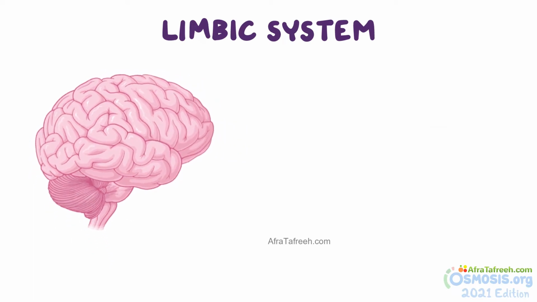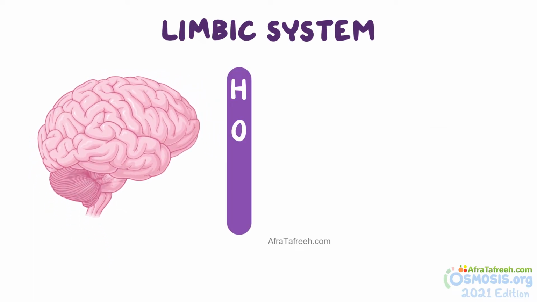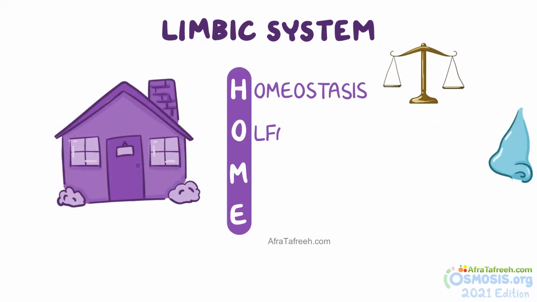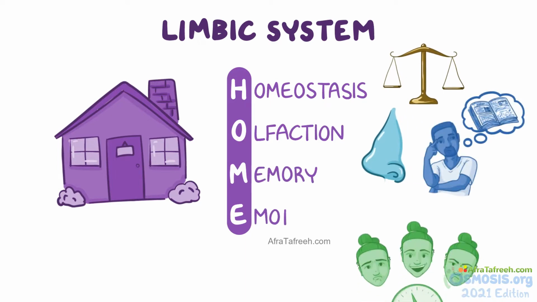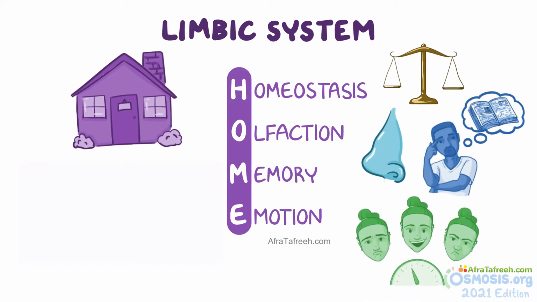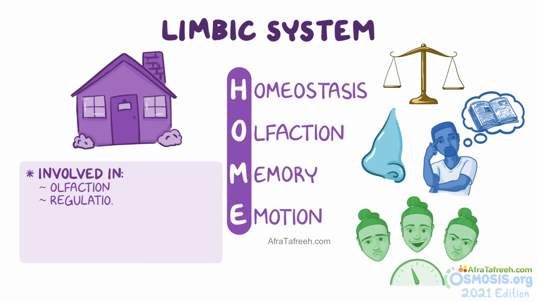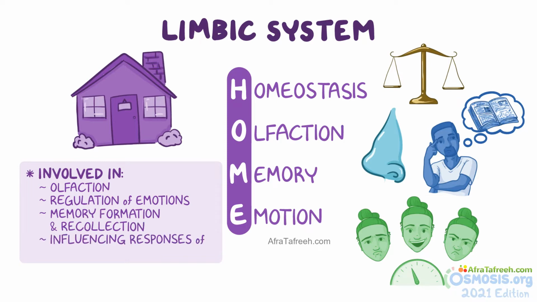One way to remember the limbic system is to think of the word home: homeostasis, olfaction, memory, emotion. This is because limbic system structures are involved in olfaction, or smell, in the regulation of emotions, like anger and fear, and other behaviors, like aggression and sexual behavior. Memory formation and the recollection of those memories are supported by the limbic system, and it can even influence responses of the autonomic nervous system, like cardiovascular or gastrointestinal functions.